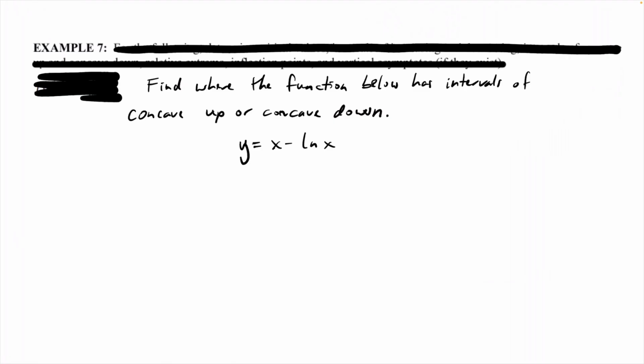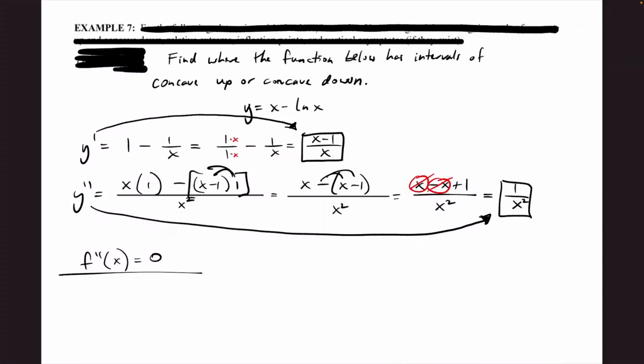Find where the function below has intervals of concave up or concave down. Okay? That's it. Why double prime? So there's the first derivative, there's the second derivative. So now find out where that equals 0. It's only going to be one spot. The top, and then that's just straight through it.